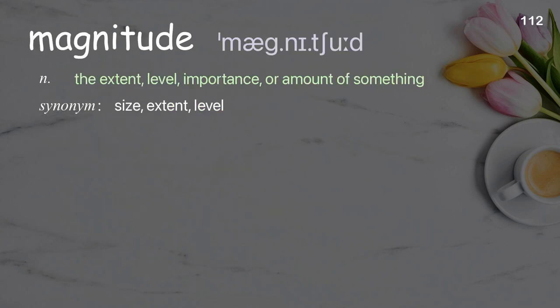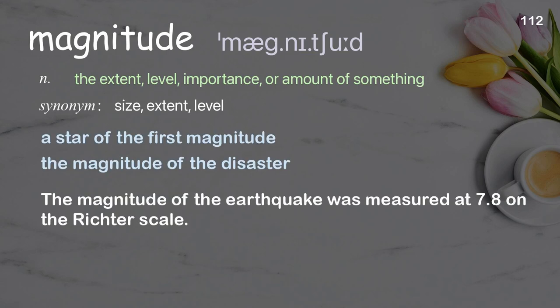Magnitude. The extent, level, importance, or amount of something. Examples. A star of the first magnitude. The magnitude of the disaster. The magnitude of the earthquake was measured at 7.8 on the Richter scale.